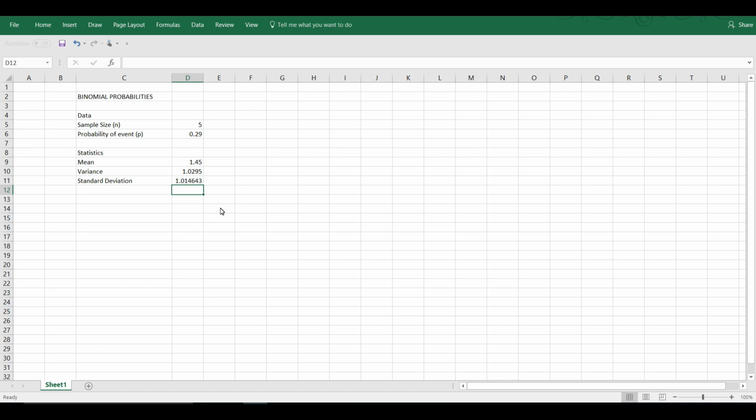Okay, so now I have the statistics for the binomial, for this particular problem in the binomial distribution. And now I can set up a binomial probabilities table for the various x's. So I can type in x, and I can type in here p of x, the probability of x, and I'll make a nice table.